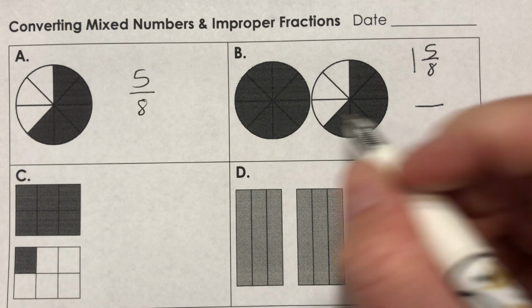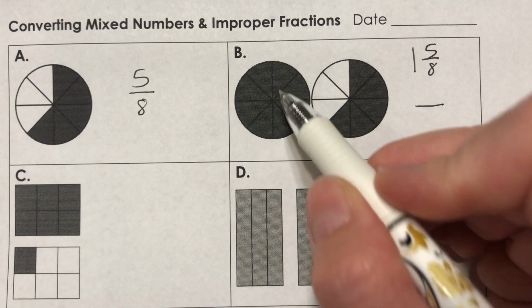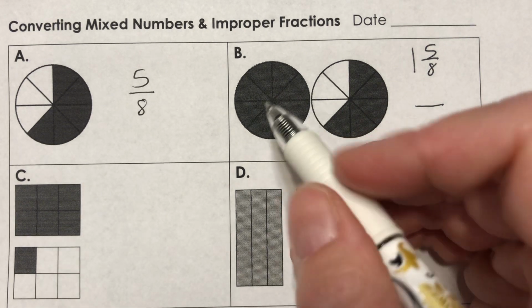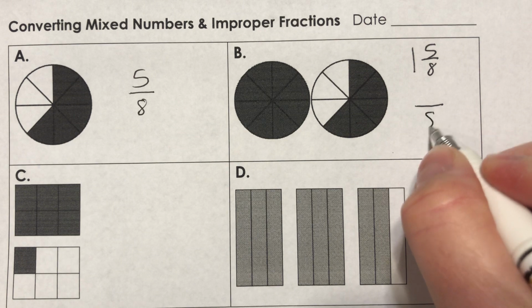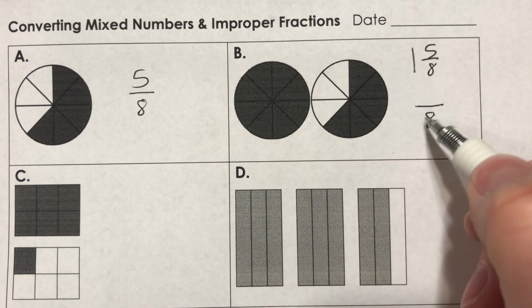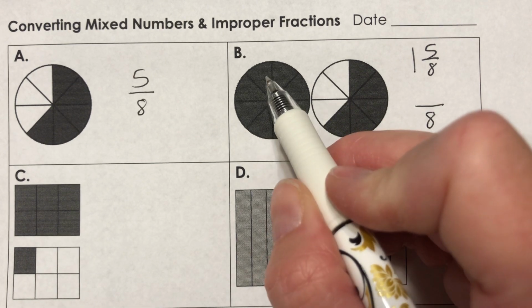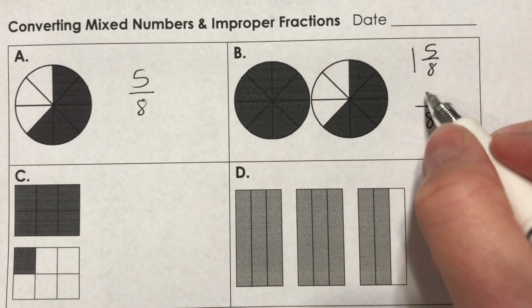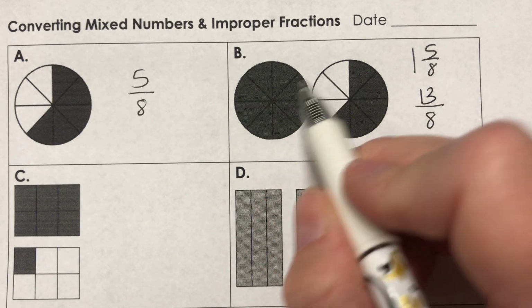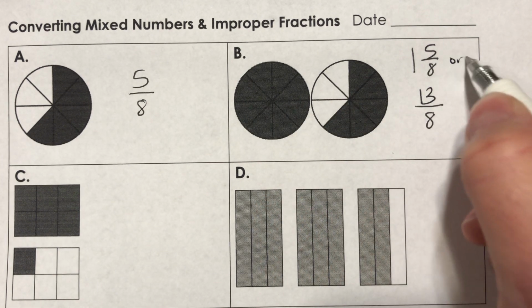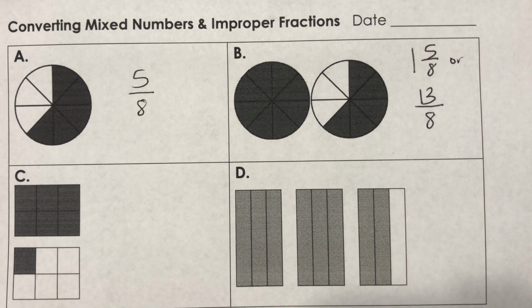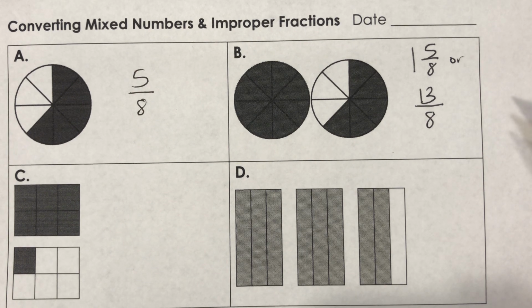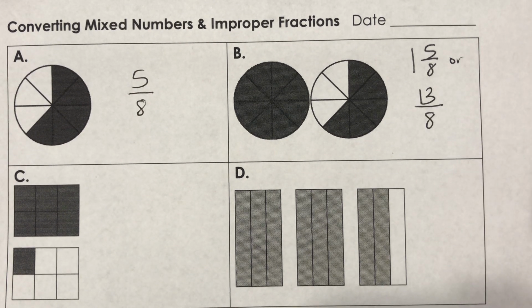As an improper fraction, the denominator is still how many pieces one whole is broken up into. One whole is not broken up into 16. One whole is broken up into 8, so my denominator stays 8. So now I want to know how many 1/8 are shaded. Well, in here, there's 8, right? And then 9, 10, 11, 12, 13. So for B, I could say 1 5/8 or 13/8 represents this picture. If I said write your answer as a mixed number, that's what you would write. If I said write your answer as an improper fraction, that's what you would write.